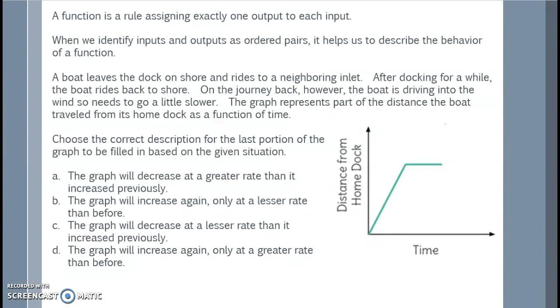The correct answer is letter C. The graph will decrease at a lesser rate than it increased previously because the wind is slowing us down.